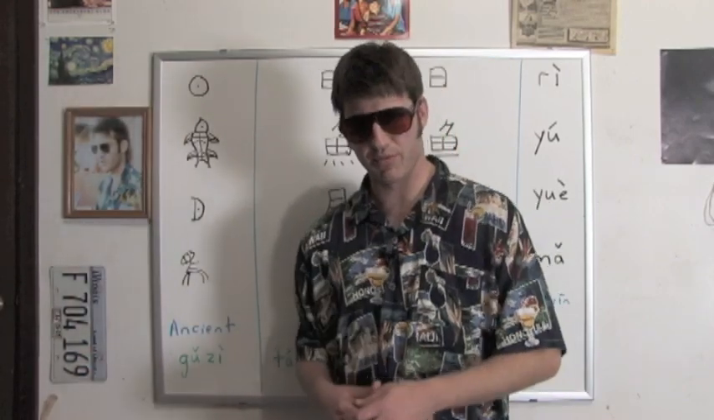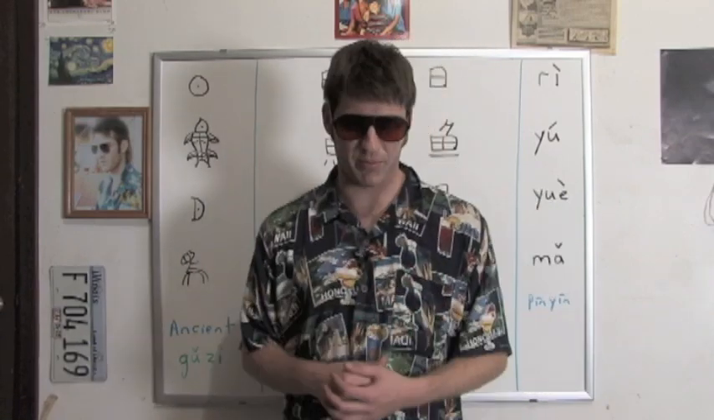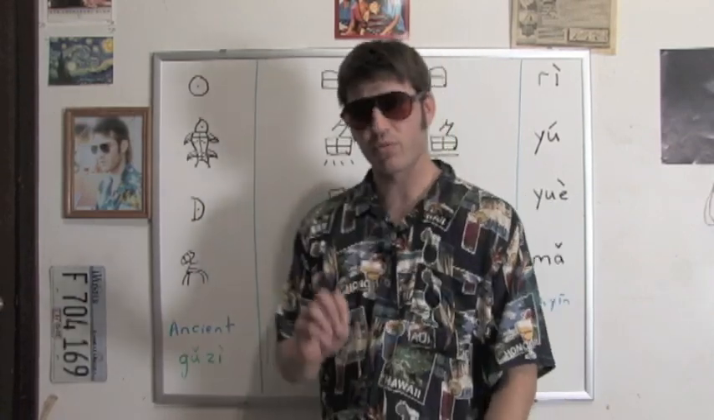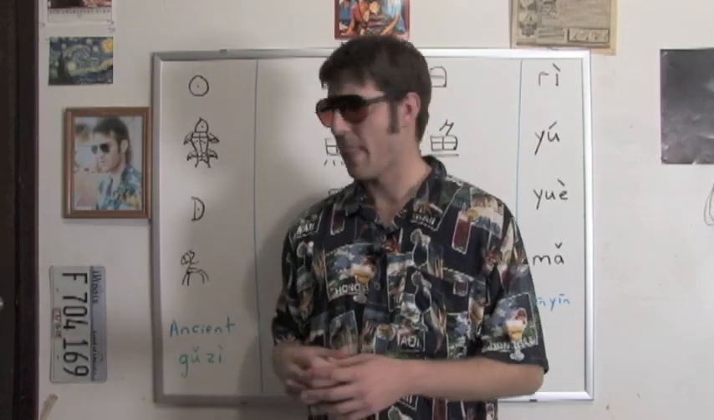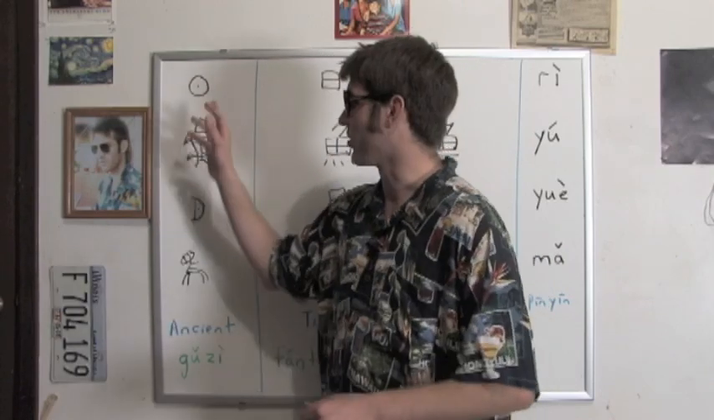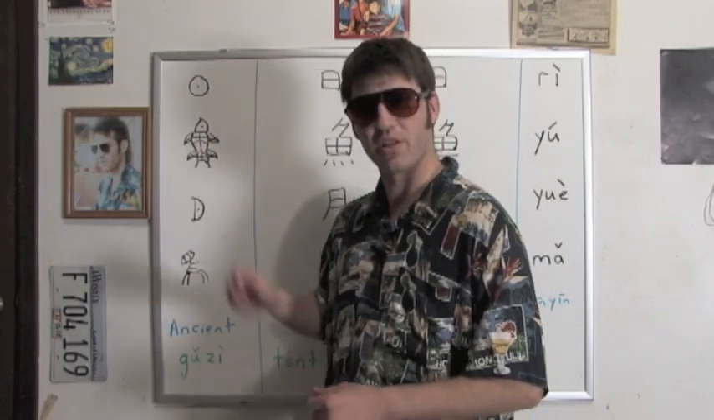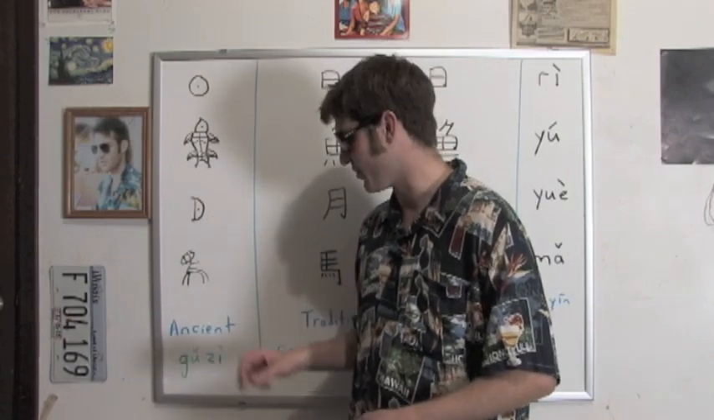Here's how characters come to be. Here's what's going on. First, you have those ancient pictograms we were talking about. Pictures that were drawn on, written on turtle shells, on bones. The first one is the word for sun. It kind of looks like a sun. I hope that looks like a fish. Moon, horse again, keeps coming back.